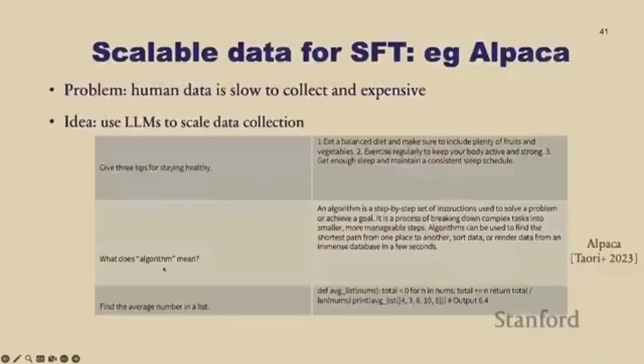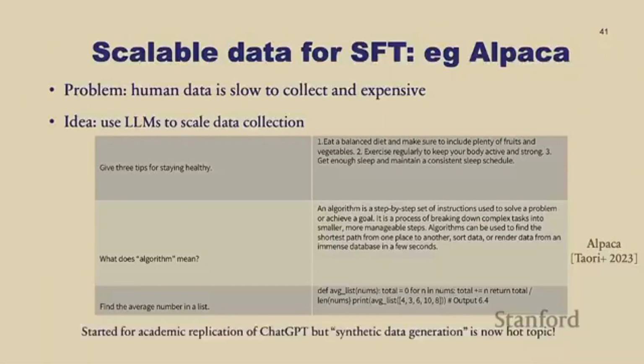And this is the type of data that we collected. So things like, what does algorithm mean? An algorithm is a step-by-step set of instructions used to solve a problem or achieve a goal, blah, blah, blah. So the data is actually pretty good, given that it was generated by LLMs from essentially 2 generations ago. So that really started, at least for us, as an academic replication of ChatGPT. Now there's a big field of synthetic data generation, of how to use LLMs to make development of LLMs faster, by decreasing the amount of human hours that you need.